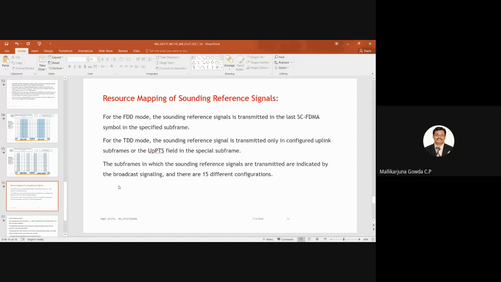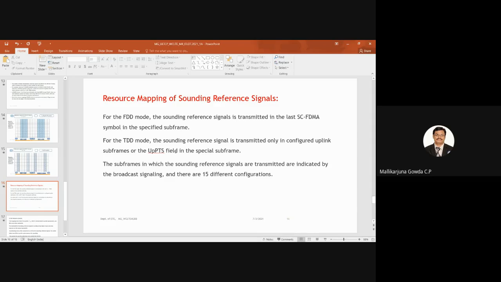And here we talk in terms of two modes. You all know LTE supports FDD as well as TDD. So with respect to FDD mode, the sounding reference signal is transmitted in the last SC-FDMA symbol in the specified subframe. Okay. For transmitting the sounding reference signal, a specific subframe is specified. In that, the last OFDM symbol will be used by this sounding reference signal. That is in FDD mode. In case of TDD mode, the sounding reference signal is transmitted only in configured uplink subframes, right?